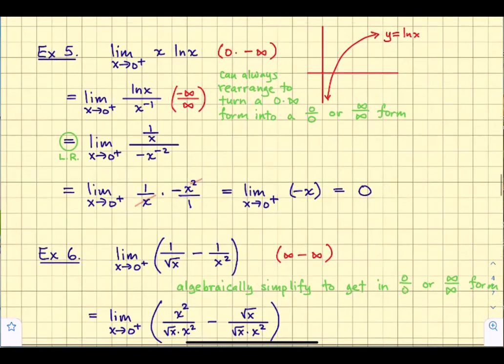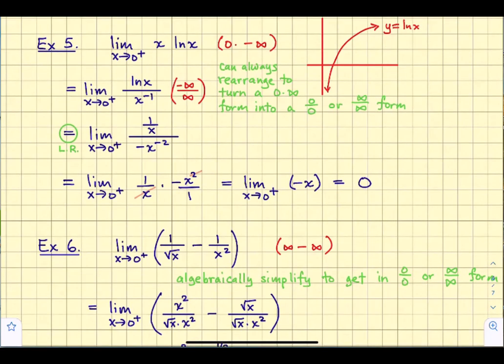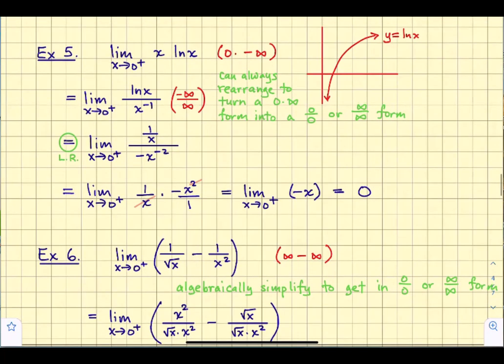Let's take a look at one of these other types of indeterminate forms. So for example 5, if we take the limit as x approaches 0 from the right of x ln of x, notice as x goes to 0 from the right, x is going to 0, so this term is going to 0.